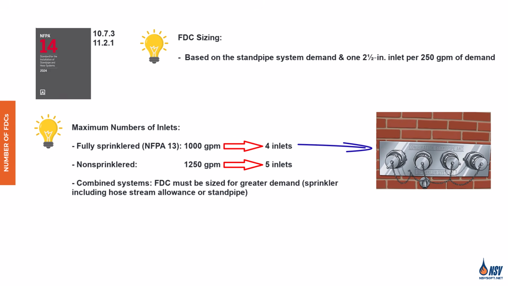Combined systems follow the same maximums, 1,000 gallons per minute or 4 inlets for fully sprinklered buildings, and 1,250 gallons per minute or 5 inlets for all others. For example, a standpipe system with a 1,000 gallons per minute flow demand would need 4 inlet connections. According to Section 11.2.1, the pipe size shall be determined by hydraulic calculations.